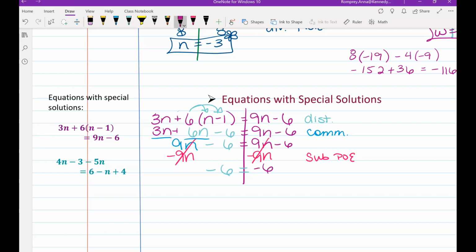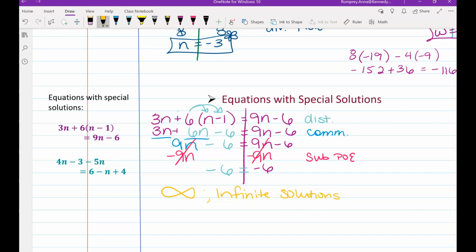Is that a true statement? Does negative 6 in fact equal negative 6? Yes, it does. So what does that mean? Infinity. There are infinite solutions. I can pick any number, negative 5,828, and if I plug that in on my left side and I plug that in on my right side, my left side will always be equal to my right side.